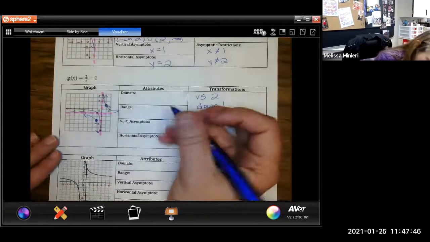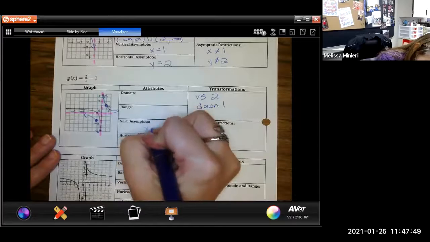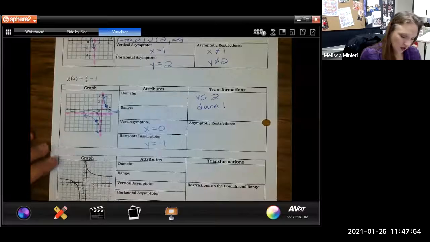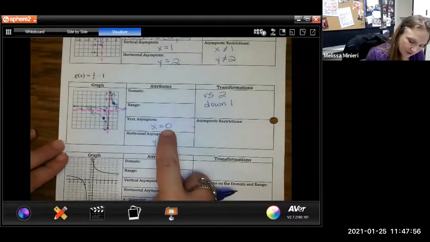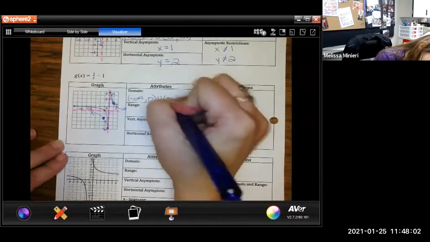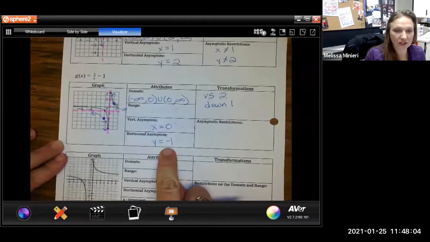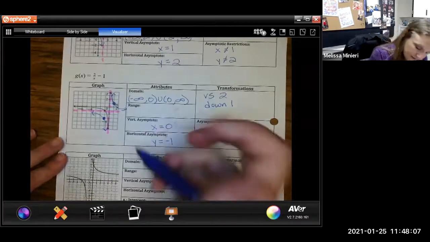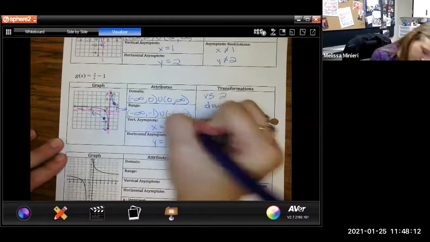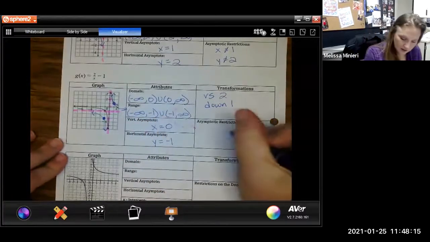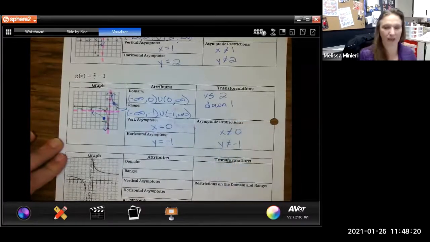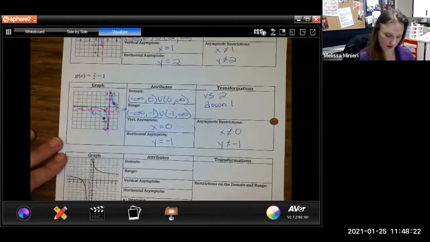So we have a vertical asymptote at x equals 0, horizontal at y equals -1. So that tells us our domain and range. The domain is everything but 0. And the range is everything except for -1. And the restrictions, of course, are x cannot be 0 and y cannot be -1 because there are asymptotes in those two spots.